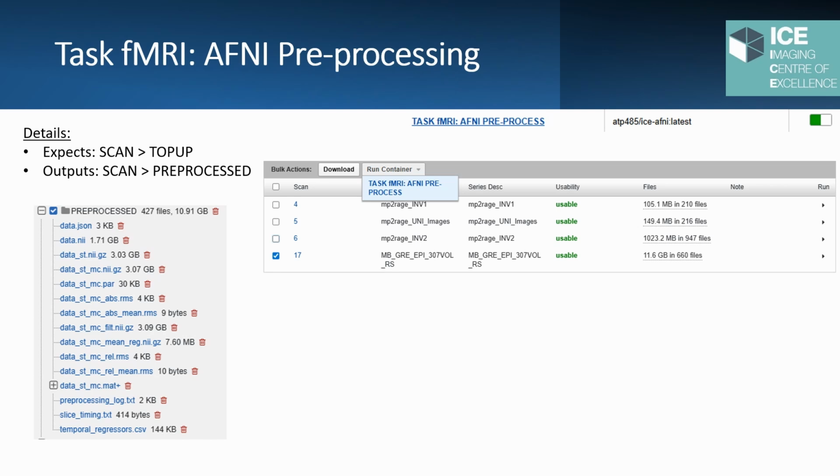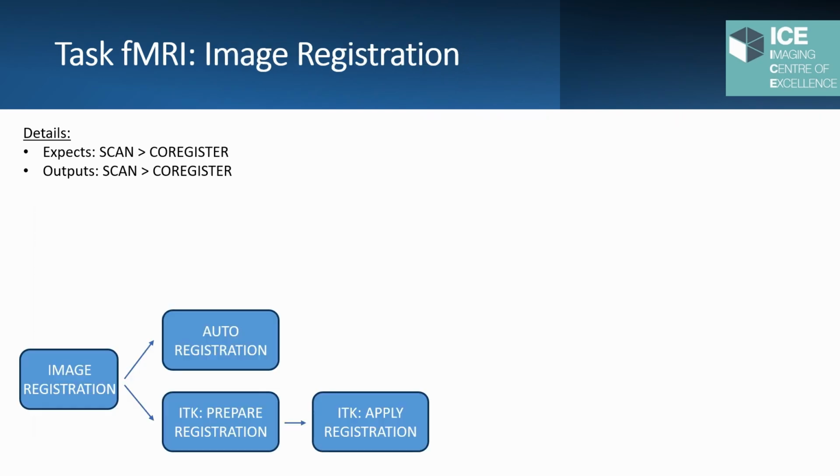When we run this container, the output in the preprocessed folder will be extensive. So for each step, we output the corresponding image. We also output the motion correction parameters if those are needed for future steps. Next, we'll move on to image registration. So for this, we again set up a folder, a co-register resource folder within a scan. And the function will target this folder and put its outputs in this folder.